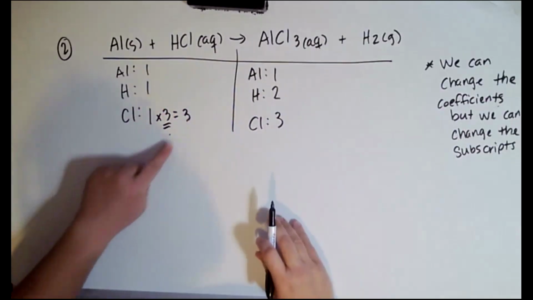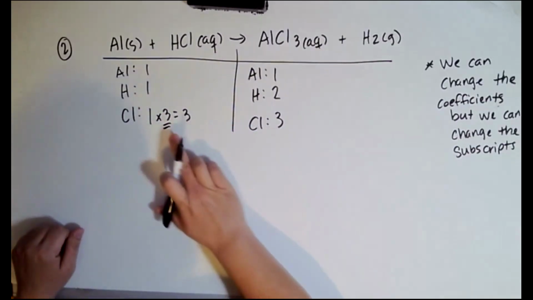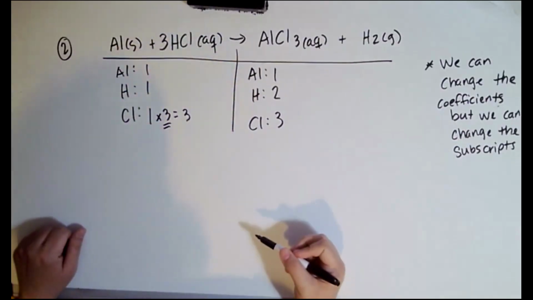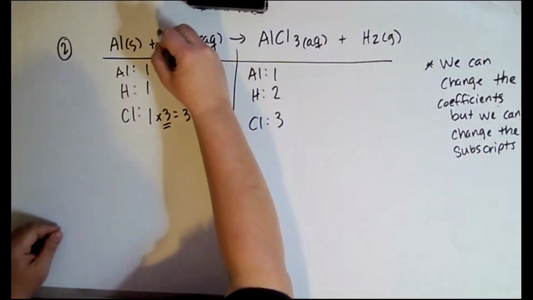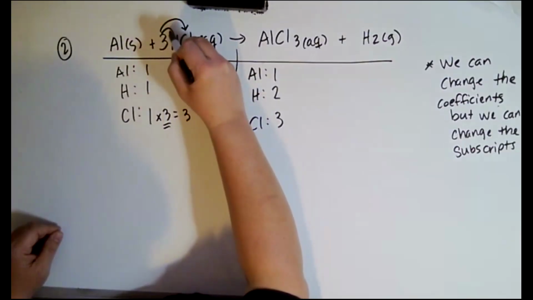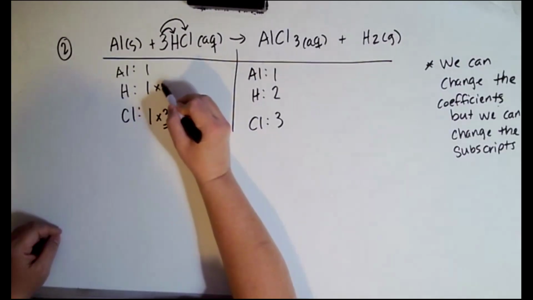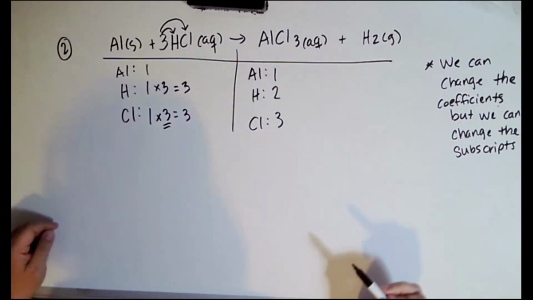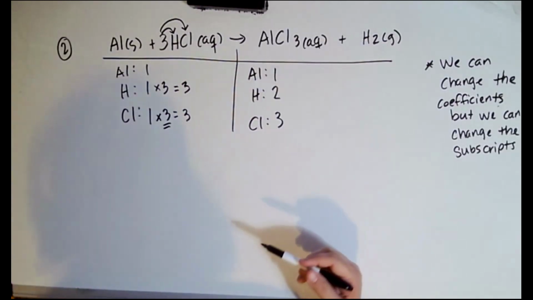Okay, so that multiplier that I used to make our number of chlorines the same is going to go in front of my compound that contains chlorine. It becomes the coefficient. And that coefficient doesn't just apply to the chlorine, it also applies to the hydrogen that's in that compound.